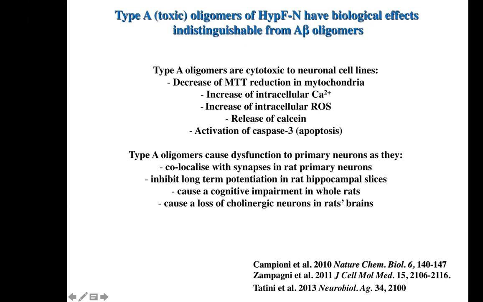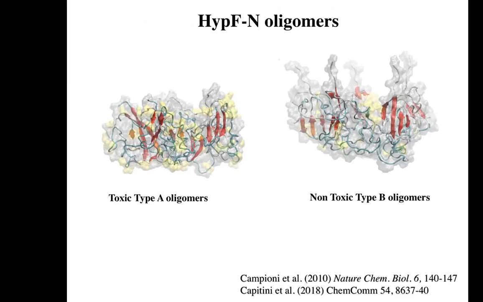Then we started to work with primary neurons, and we found that the oligomers co-localize with synapses, very similar to A-beta oligomers. They inhibit long-term potentiation. They cause a cognitive impairment in whole rats by doing water maze tests or similar tests. And we also find that they cause a loss of cholinergic neurons in rats' brains, where the loss of neurons is prevalent for cholinergic neurons relative to other neuron types.